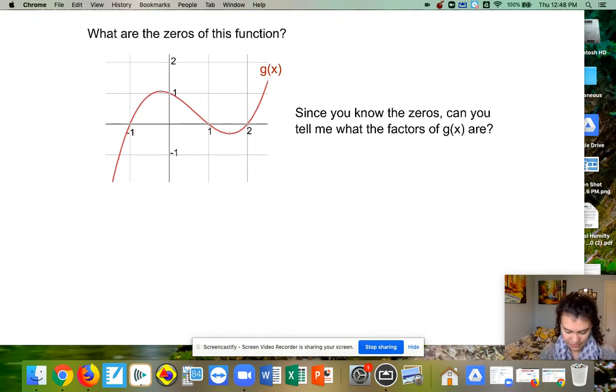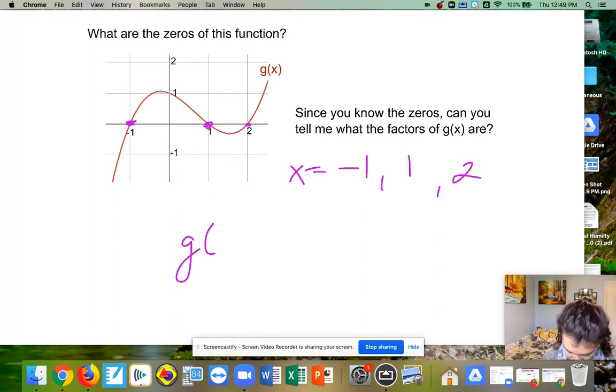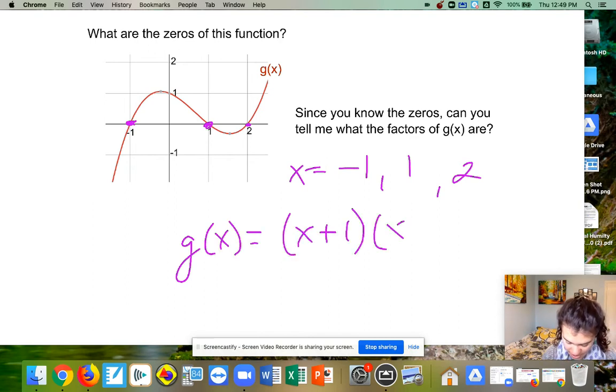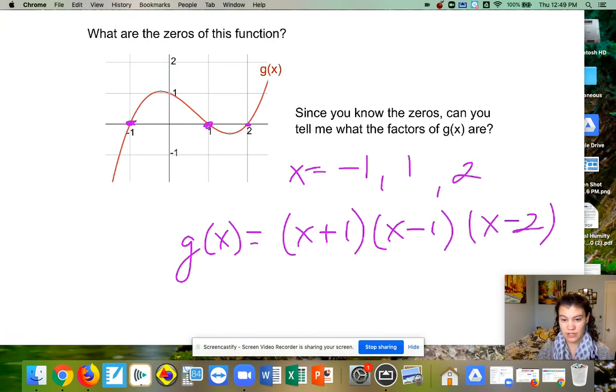So looking at this graph, we want to figure out what are the zeros and how do we know? If we look at when we cross the x-axis, we have at -1, at 1, and at 2. So we can figure out the zeros. We want to figure out what the factors are. To get -1, we had to have an x plus 1. To get +1, we had to have an x minus 1. And to get +2, you had to have an x minus 2. So there are your factors of the g of x function.